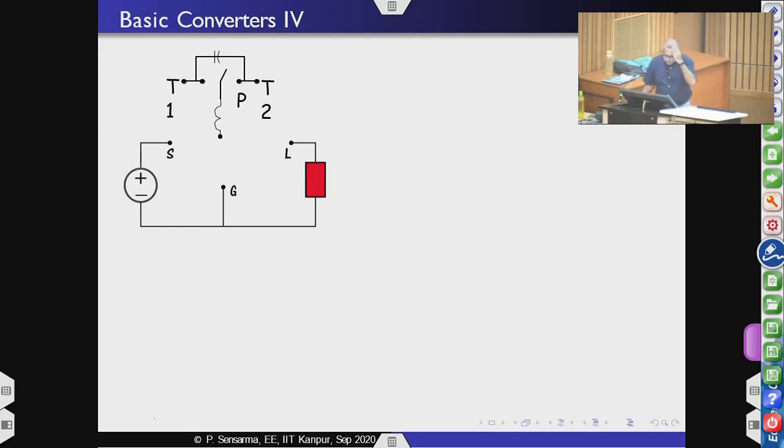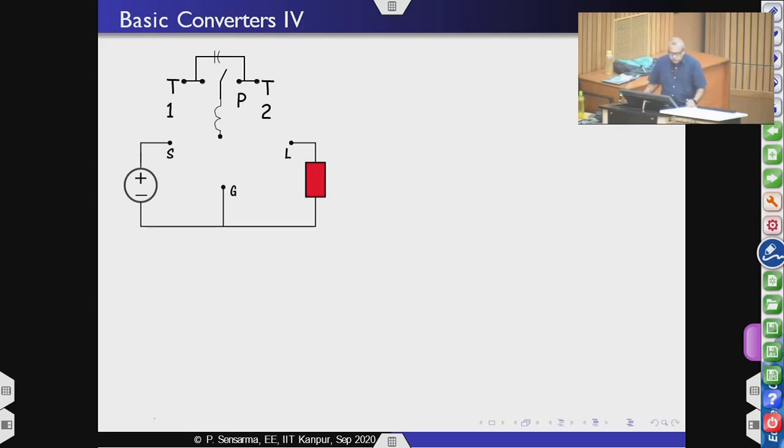We will continue with our discussion of basic converters. Remember that in the last lecture we had talked about 3 converter configurations which we could get out of the inductive switch cell. Now, we will just try out the capacitive switch cell and see what we get.